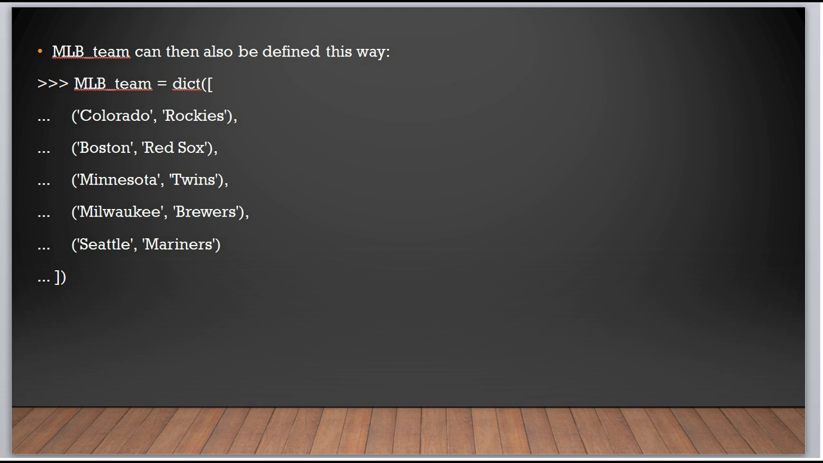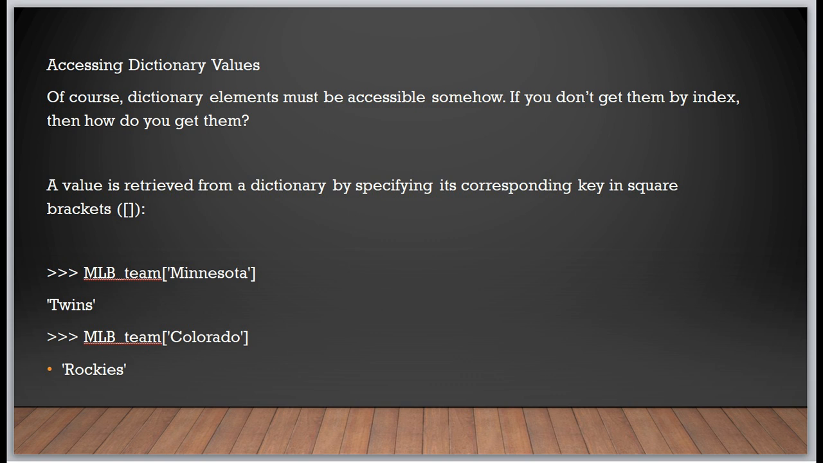Here's your provided example. In Python dictionaries, values are accessed by specifying their corresponding keys within square brackets. Here's a simple example using your provided code.